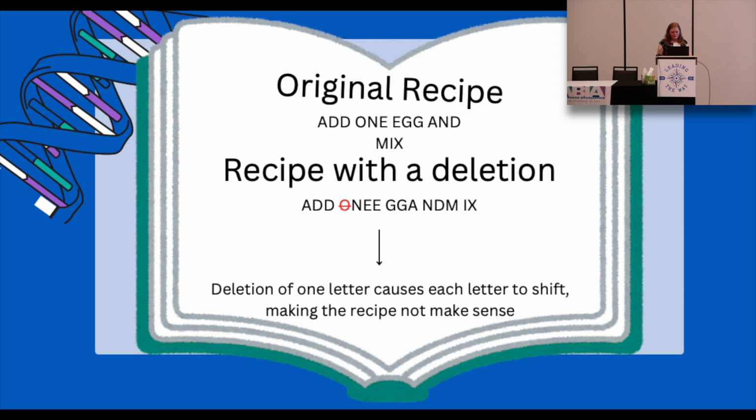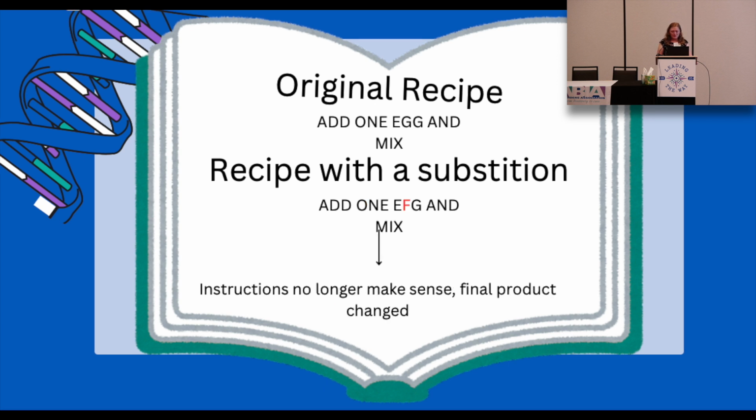Here's an example of a recipe with a substitution. It says add 1 EFGA and mix. Well, the body's not able to read that or know what that is, so they don't add the egg, but they still mix. And if you think of cookies, if you were to not have added eggs, that could make a really big difference in how they were going to taste or look.